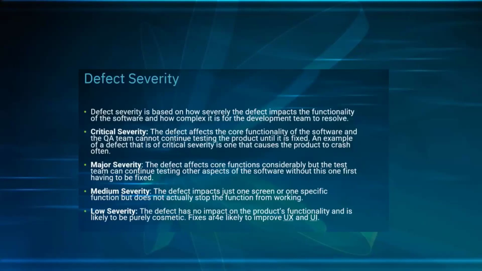An example of a defect that is critical severity is one that causes the product to crash often. The defect causes complete failure of the software. It severely impacts system functionality, making it unusable. When it crashes, you can't use it, and it requires immediate attention and resolution. An example could be data corruption, system crash, or security vulnerabilities. Then you can't use it.